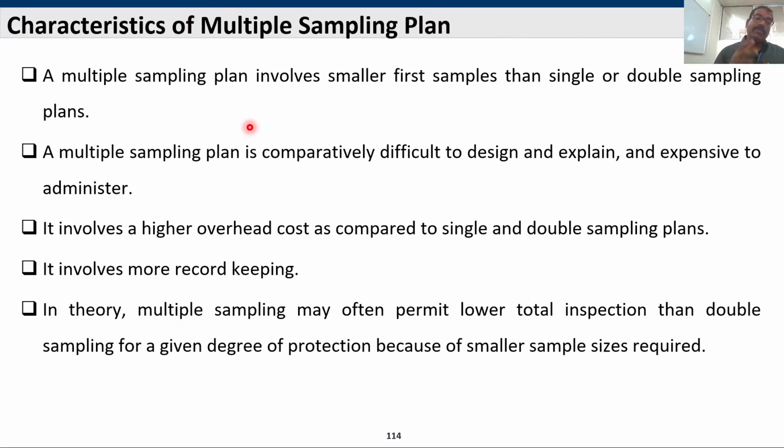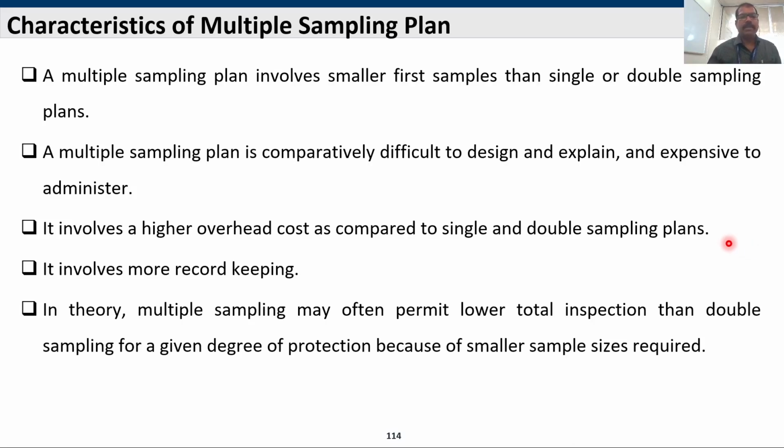The number of samples you take will be more in a multiple sampling plan. Multiple sampling plan is comparatively difficult to design and explain, and expensive to administer. Yes, you are taking and inspecting so many samples, so it is costly, and then you have to administer, maintain and manage it. It involves a higher overhead cost compared to single and double sampling plans. Single and double sampling plans you can finish in a quicker way, but that is not possible here. You have to maintain lots of records.